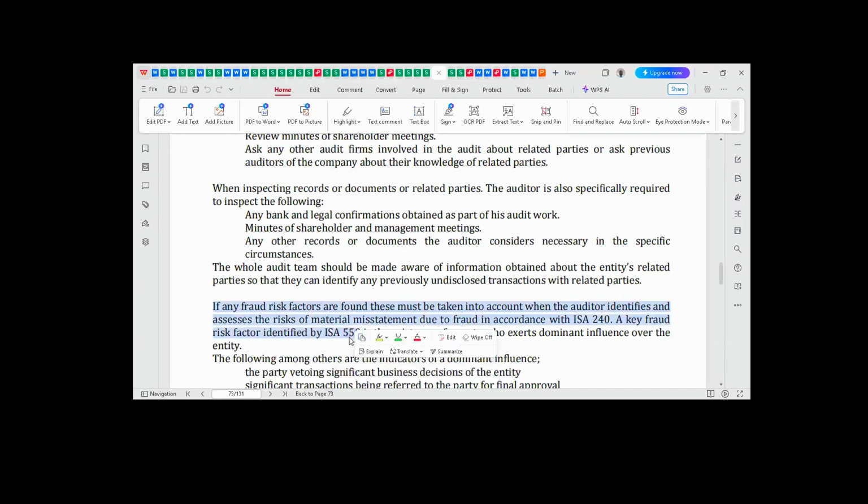If any fraud risk factors are found, this must be taken into account when auditors identify. So I'm trying to understand the paragraph as relating to these related parties disclosure. The place of dominance influence is where it is getting me confused now.